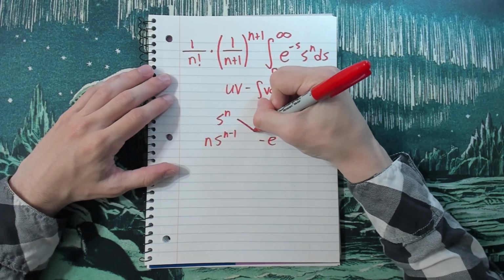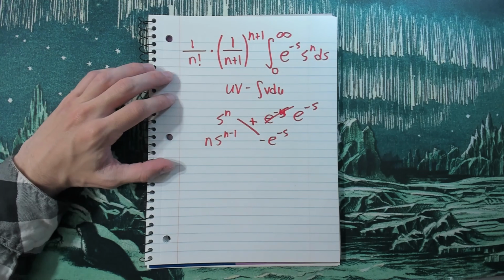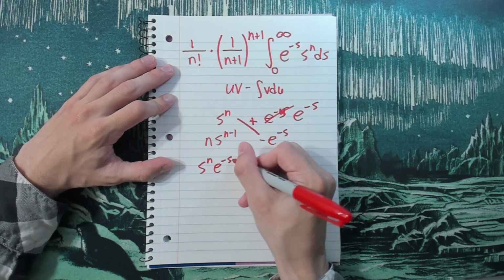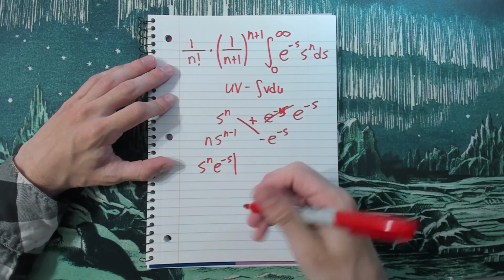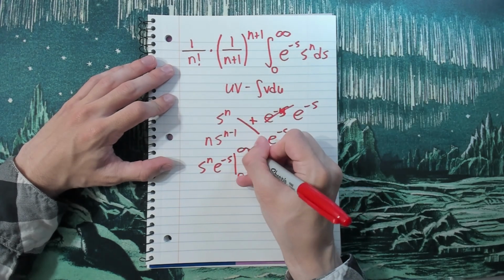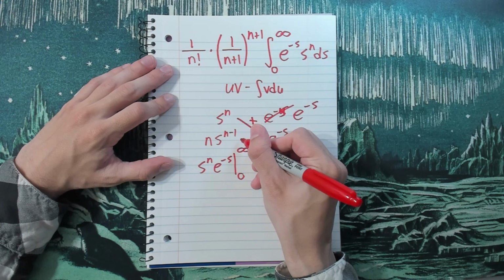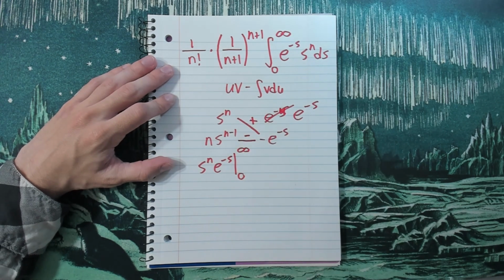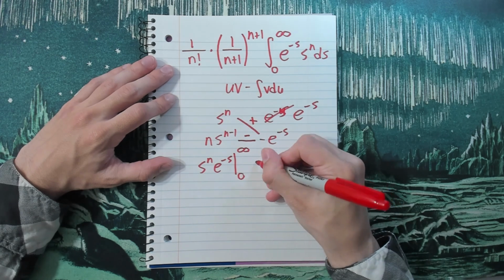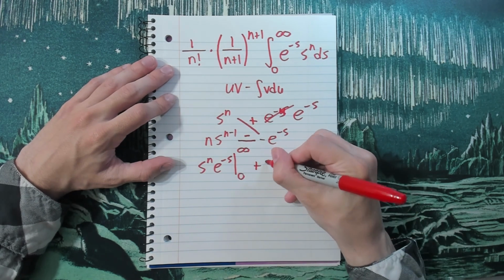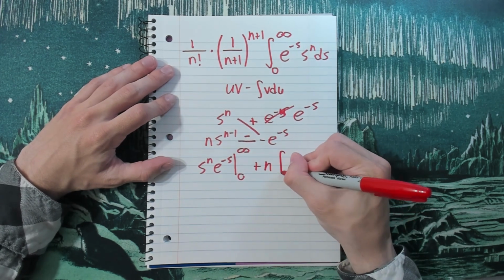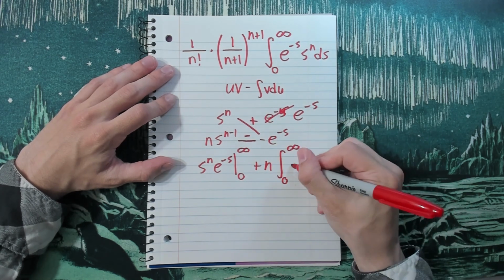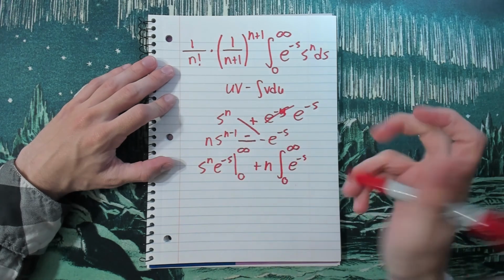Now I can do the diagonal. The first diagonal is associated with a positive sign, so I'm going to get s to the power n, e to the negative s, evaluated with the bounds of integration, like that. And then I'm going to do a horizontal line because I want to do an integral, and this is going to have to be a negative sign. So negative times a negative is a positive. The n I'll put on the outside, and then I'm going to have the integral 0 to infinity of e to the negative s times s to the n minus 1.